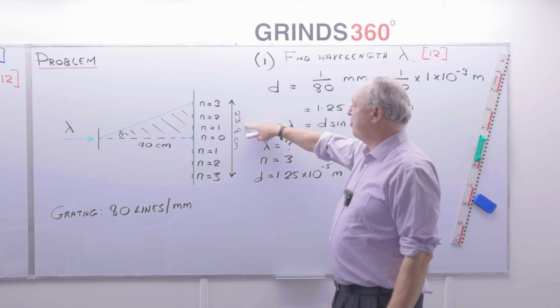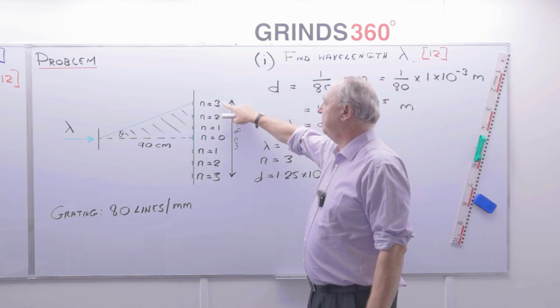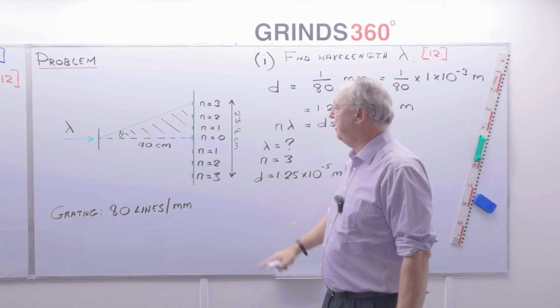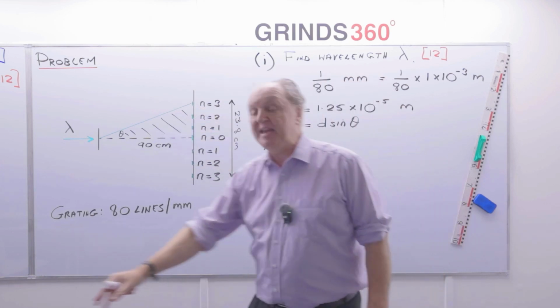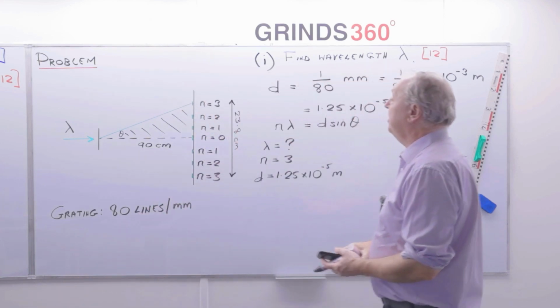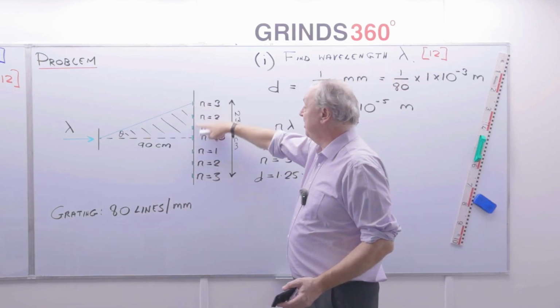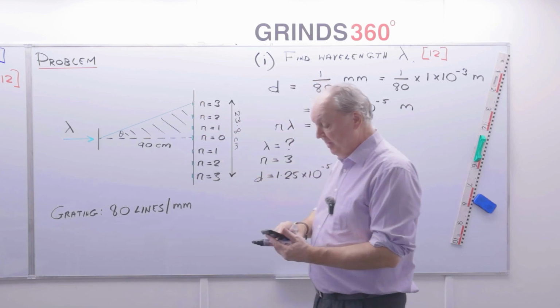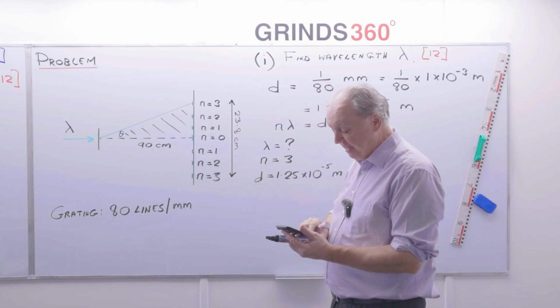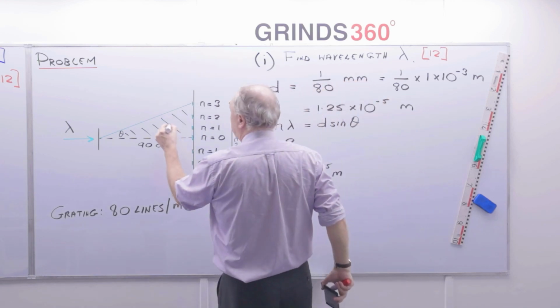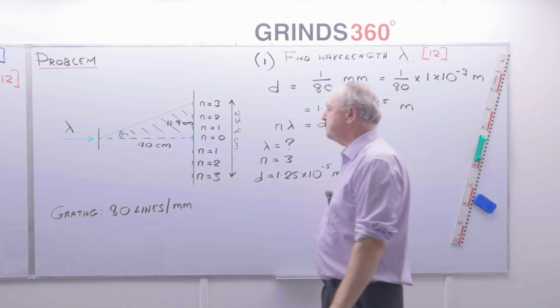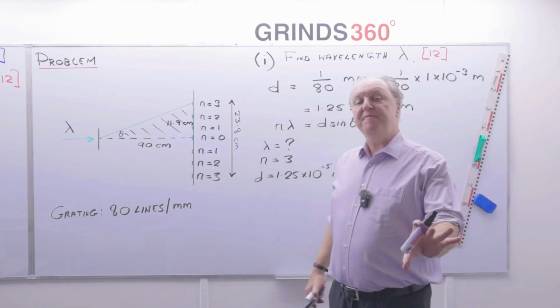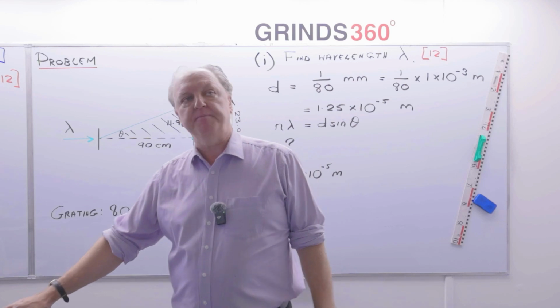Now, if that's 23.8 centimeters from n equal to 3 up there to n equal to 3 down there, what is it from n equal to 3 down to n equal to 0? Well, as I said, everything is symmetric. So the side of that right angle triangle, from n equal to 3 down to n equal to 0, is 23.8 divided by 2, which works out to be 11.9 centimeters. So this side of the triangle is 11.9 centimeters. From that information, I'll be able to find theta.